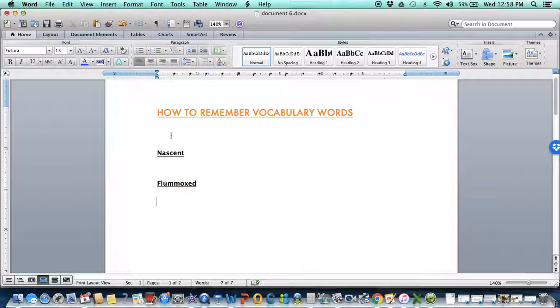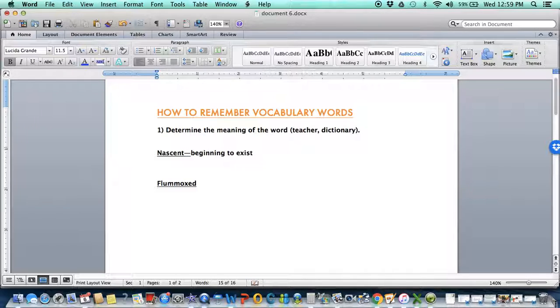So the first step we're going to follow is to determine the meaning of the word. And this is the formal meaning. So the teacher may provide the meaning for you, the dictionary may provide the meaning for you. Okay? So formally, the word nascent means beginning to exist or develop. That is the formal meaning. Okay? So I'm going to put this down here because we're going to get to it in a minute.